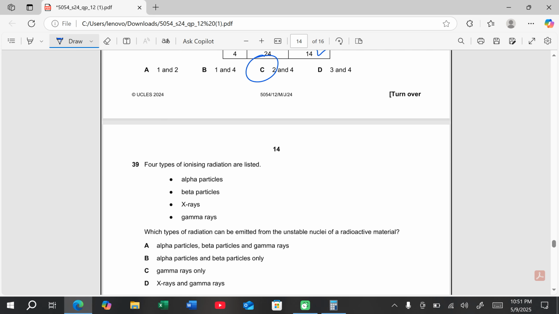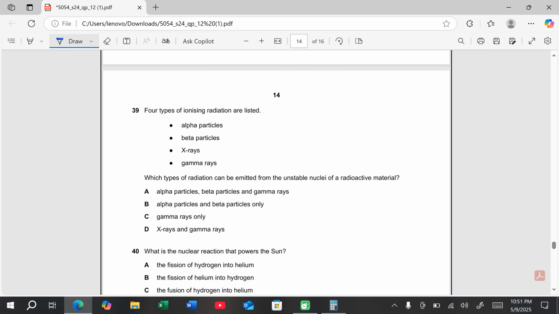Four types of ionizing radiation are listed: alpha, beta, X-rays and gamma. Which types of radiation can be emitted from the unstable nuclei of radioactive material? So alpha, beta and gamma. You study in radioactivity that it always releases these three. X-rays, though you do not study them in detail, are always emitted from an excited state. When an electron jumps from a lower energy shell to a higher energy shell, it releases X-rays, and you don't need to study that here, you need to study it in your A levels.